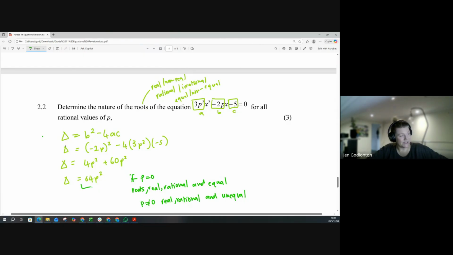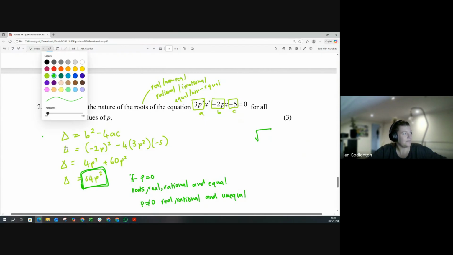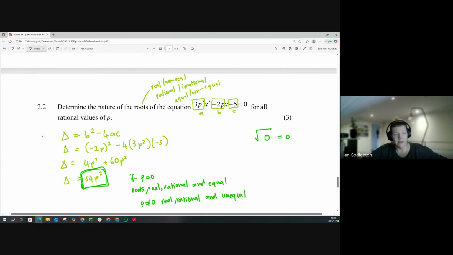So we're just looking at this over here and trying to figure out if P was something. If P was 0, I would just be looking at 64, right? Square root of 64 is 8. 8 is real, it is rational, and it is equal because there's only one answer. If P is not equal to 0, so let's say P was equal to 1 or 2 or 3, I'm going to get 2 different answers for X.